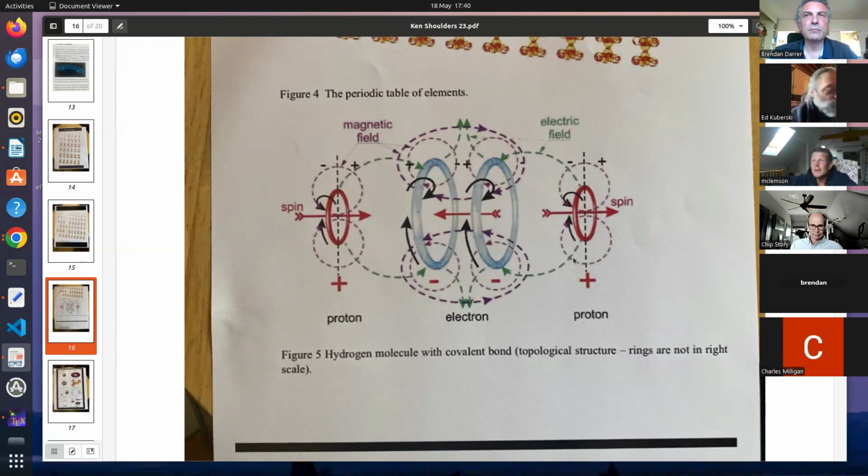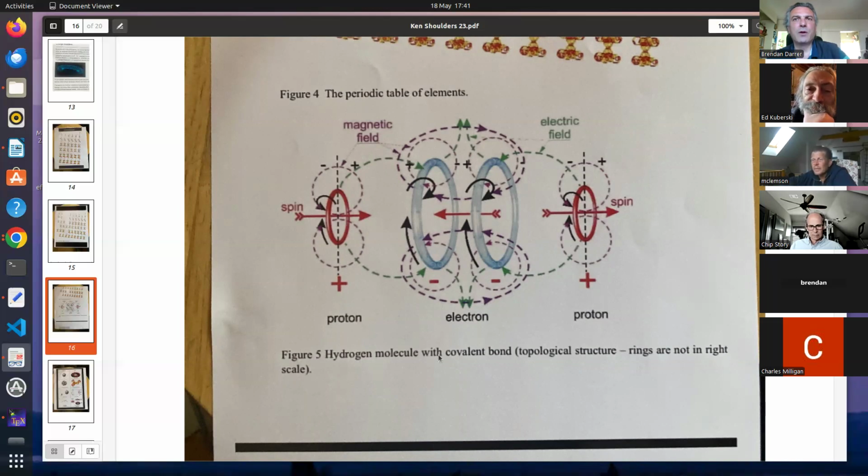Let me tell you, this is pretty interesting because this shows the hydrogen molecule, but with the spin and counterspin setup going on essentially, right?